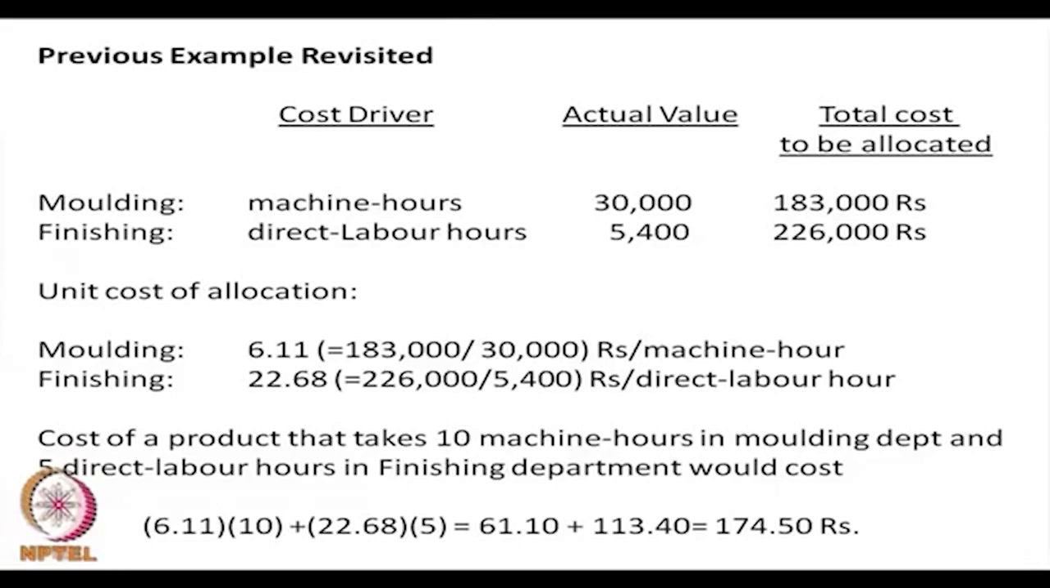By the way, we use the word application or apply. Basically, the word application or apply is the same as allocation, but when allocation is done to the final product, it is called application. That is the only difference. Otherwise, the meaning is still the same. We still use the cost driver concept and find out the allocation to be made.